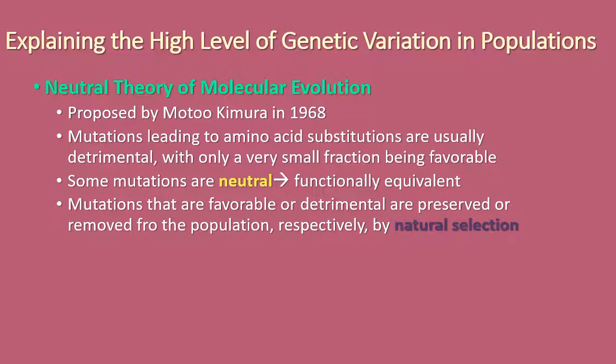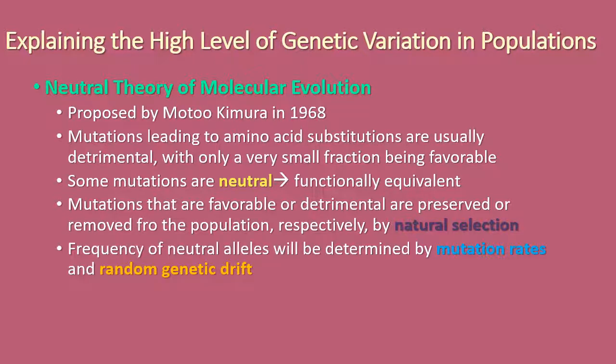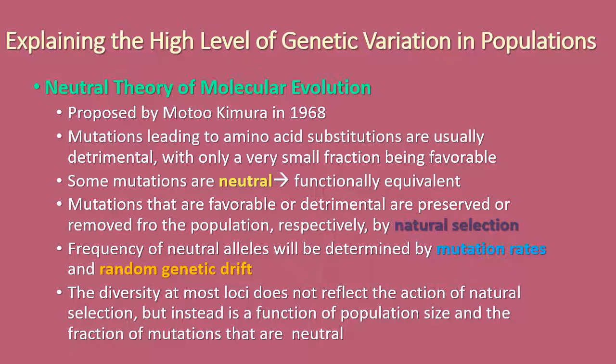The ones that do create a positive or negative effect are going to either be preserved or removed from the population by natural selection. But the neutral alleles are going to be there based on the mutation rates and something called random genetic drift, which we're going to talk about later. This is just by chance. So the diversity that you find at most loci doesn't always reflect the action of natural selection. Instead, it's a function of the actual population size and the fraction of mutations that are neutral.